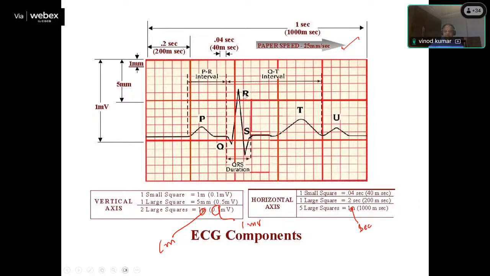So we have 5 waves P, Q, R, S, T, and the sixth one is U. And then we have intervals: PR interval, QT interval, QRS interval. So these are important from the diagnosis point of view. And when the ECG machine is recording, the speed of recording is 25 millimeter per second. So 25 millimeter is equal to 1 second, or 1 second is equal to 25 millimeter. That is if the paper record is there.